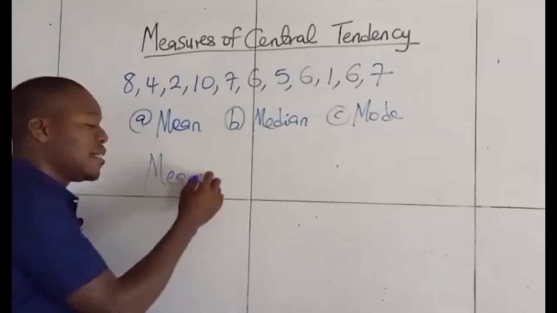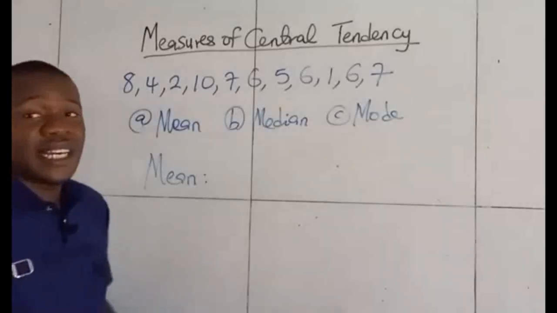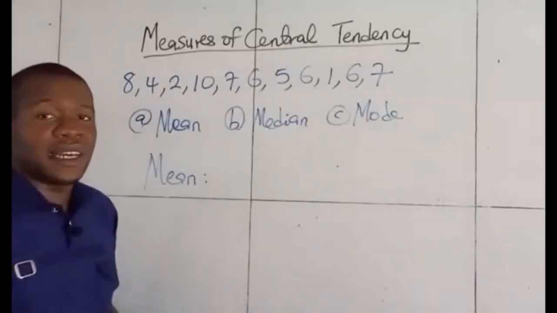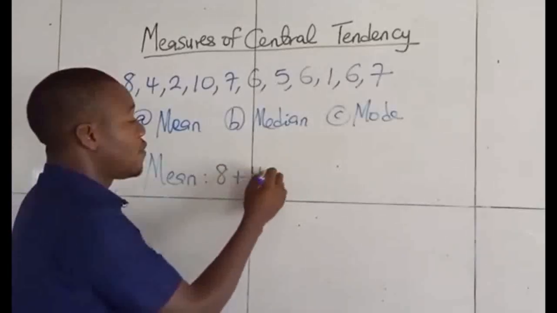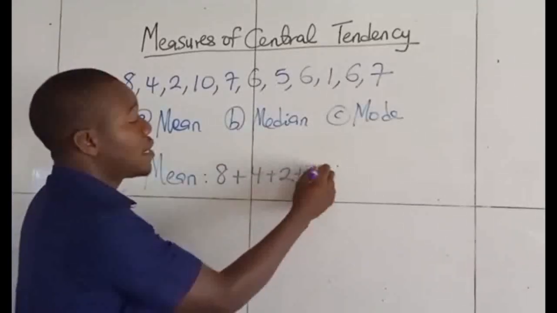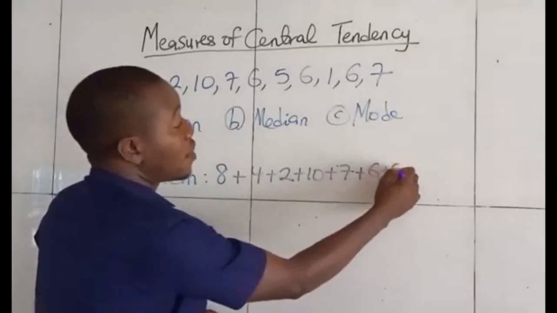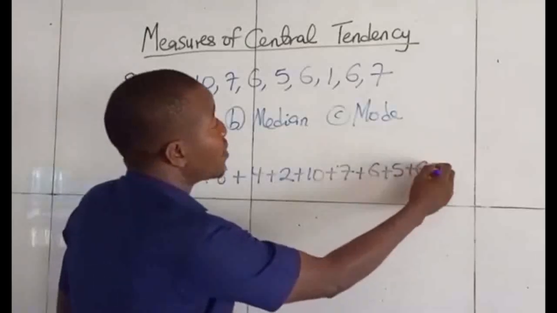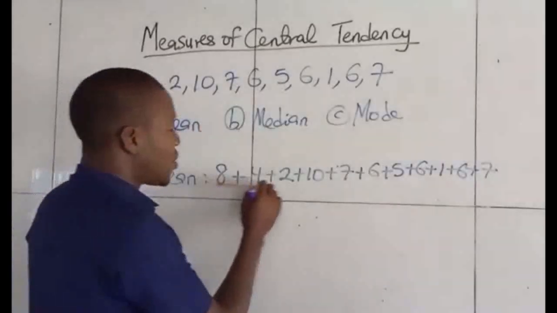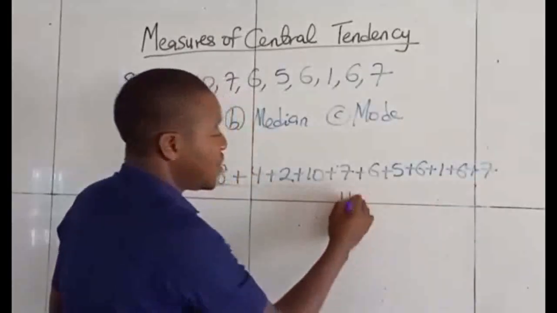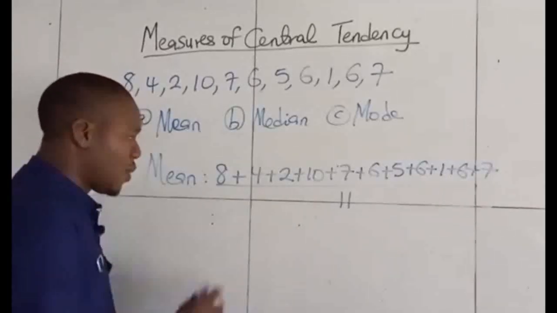When we talk about the mean in its basic form, we are talking about adding all the scores and dividing by how many they are, the total number of scores. So when I do that quickly, I have 8 plus 4 plus 2 plus 10 plus 7 plus 6 plus 5 plus 6 plus 1 plus 6 plus 7. You add all the scores together, you divide with 11 because there are 11 in number. That is the mean.